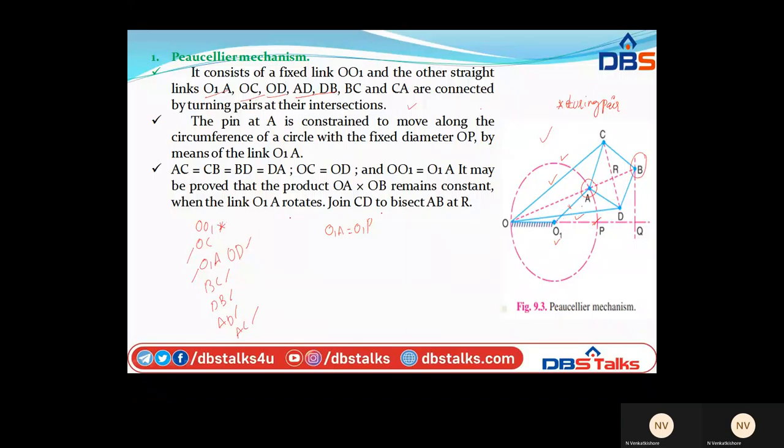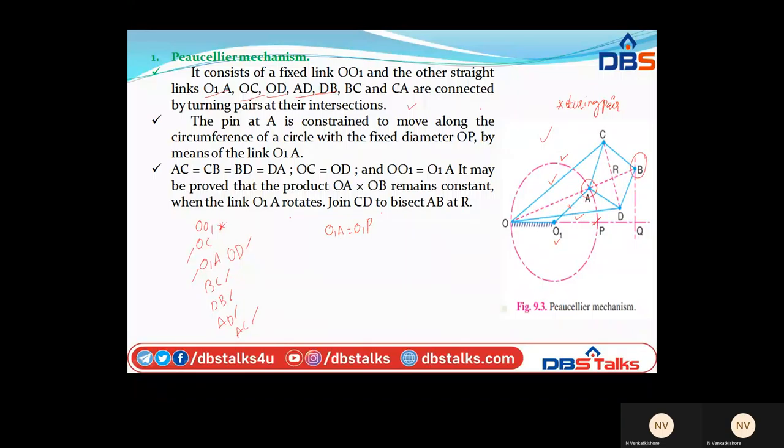And O1 and O1A are also equal. Here we are just explaining the schematic layout that we have constructed in the diagram, to be written in sentence form. Okay, then what do we need to prove? The product of the lengths OA and OB is to be constant when the link O1A is rotating about the center O1.